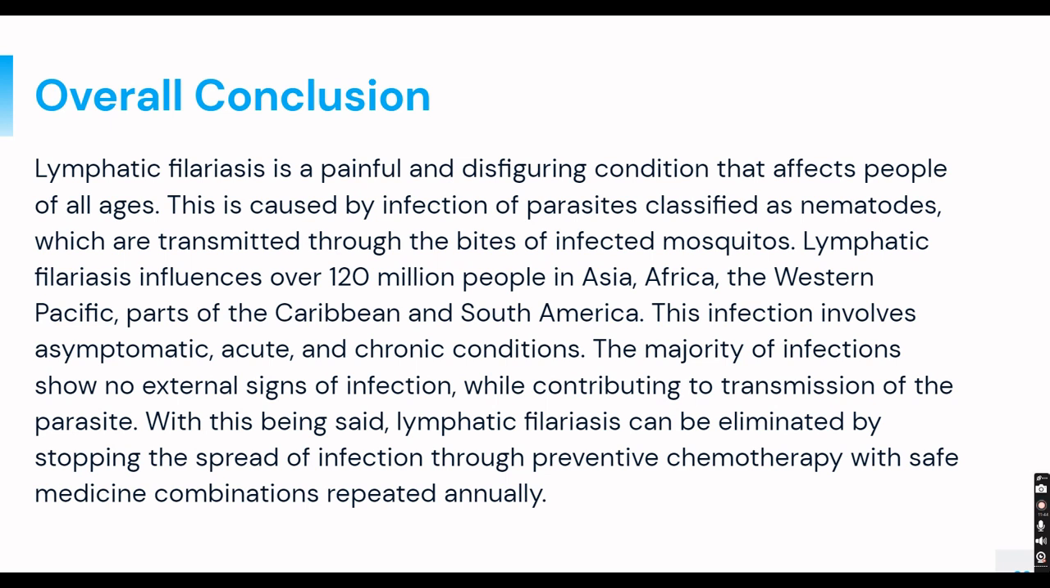A few ways one can prevent becoming infected are by sleeping under a mosquito net, wearing long sleeves and trousers, and using mosquito repellents on exposed skin between dusk and dawn. With that being said, elephantiasis can be eliminated by stopping the spread of the infection through preventative chemotherapy with a safe combination of medications repeated annually.